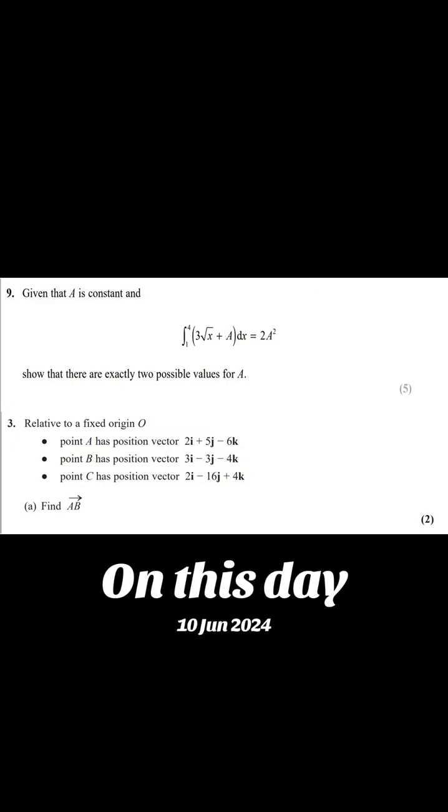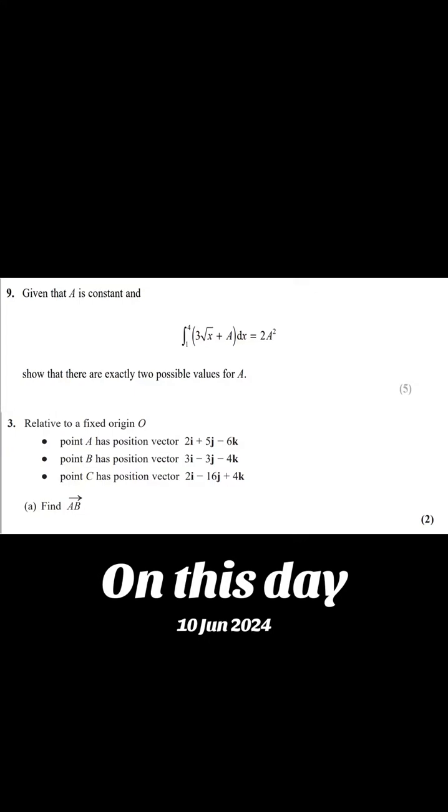Pause the video now, guys, and try this 7-mark question. So question 9, which is a 5-marker, and question 3, which is a 2-marker, from the Edexcel Pearson Full A-Level Maths GCE, and it's from a past paper, and these questions are likely to come up in tomorrow's exam. So pause it, try it, and then press play.